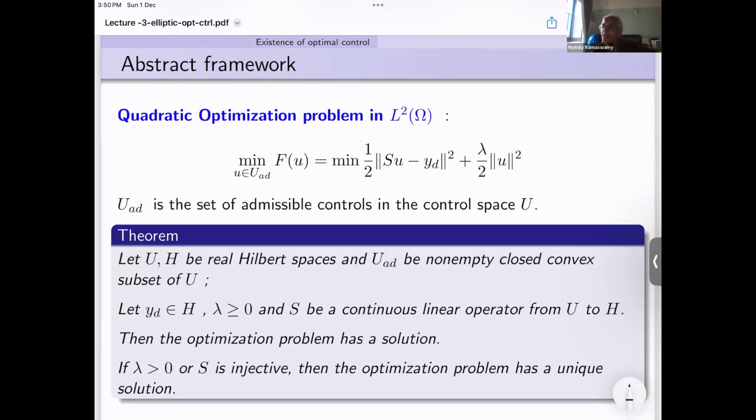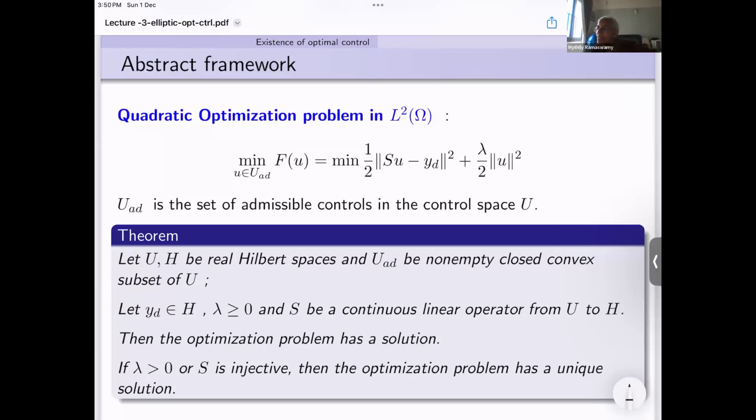Let U and H be real Hilbert spaces and U add be a non-empty closed convex subset of U. Now, if y_d belongs to H and lambda is greater than or equal to 0, that is, lambda is the parameter I'm adding before the control cost, and S is a continuous linear operator from U to H, then the optimization problem has a solution. So the solution is assured in this case.